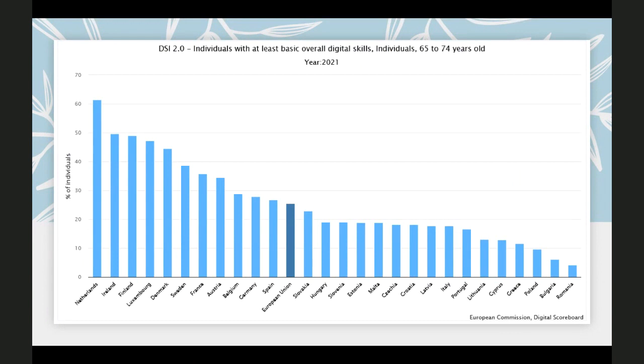And it is especially acute among certain countries. While in the Netherlands, for instance, the number of people aged 65 to 74 who have at least basic overall digital skills accounts for 60%, or 50% in the case of Ireland, it doesn't even reach 30% in Germany or Spain. It barely reaches 10% in Greece, and in Poland, Bulgaria, and Romania it is below 10%.